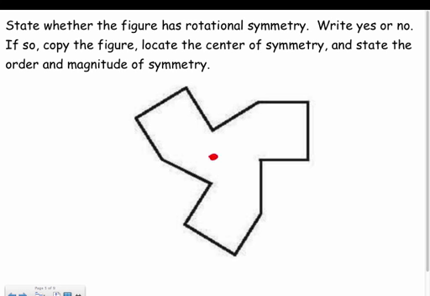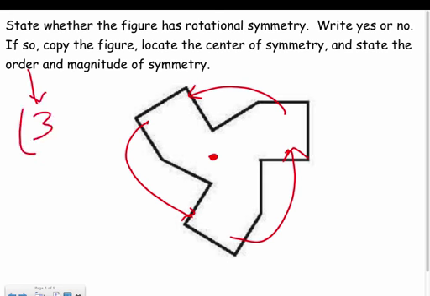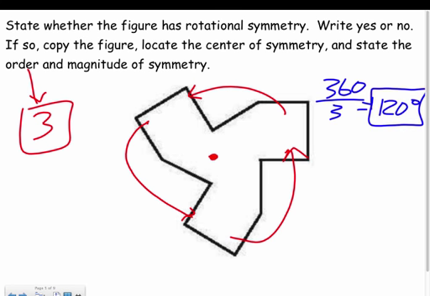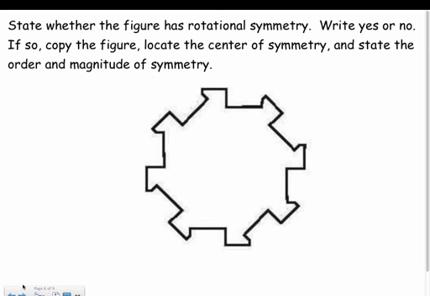So the center's about right here. Think about how many turns. Well, I'm just going to grab this piece. 1 turn brings it to here. 2 turns to here. 3 turns back to the start. So it's got an order of 3 and a magnitude, well, it took 3 turns to go 360 degrees. So how much is each turn? 120 degrees. So pretty straightforward. Just taking a look at how many turns and then break it up into the parts of 360.